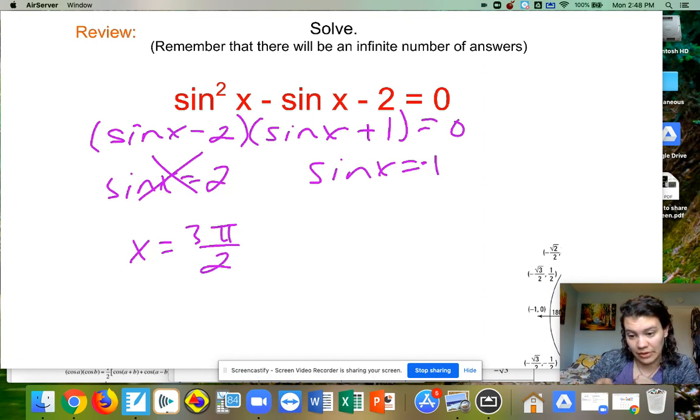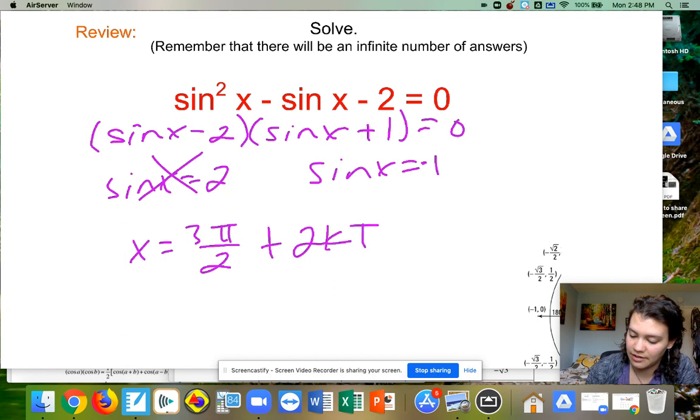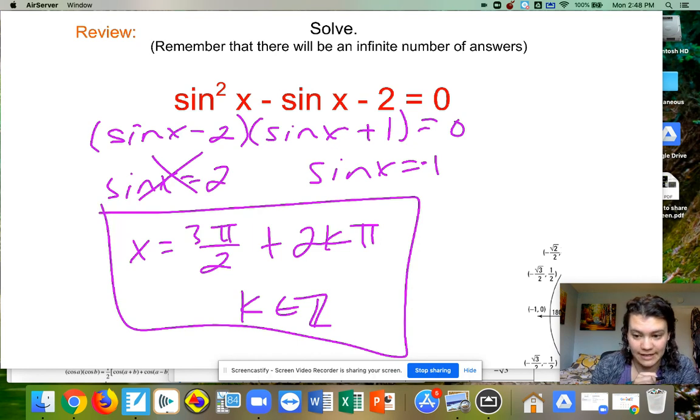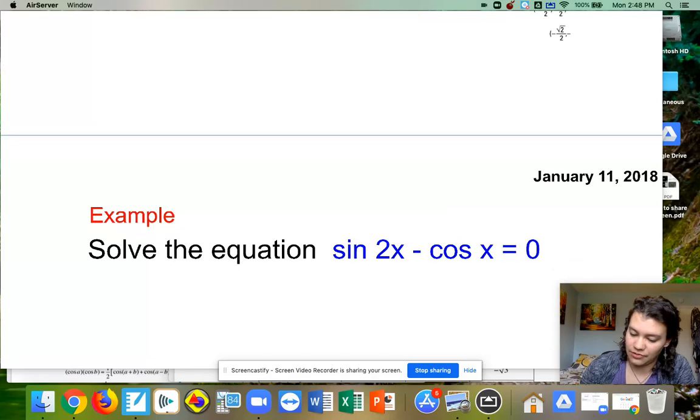And then because you can go around the circle more than once, you want to add on the 2k pi, and then say that k is an integer so that we know we don't need to plug in like 0.5 for k. So that was a review.